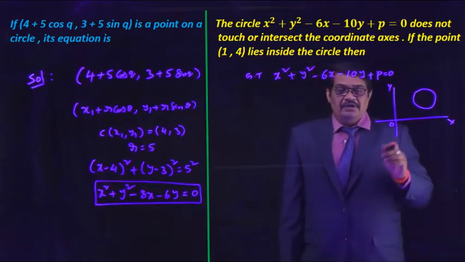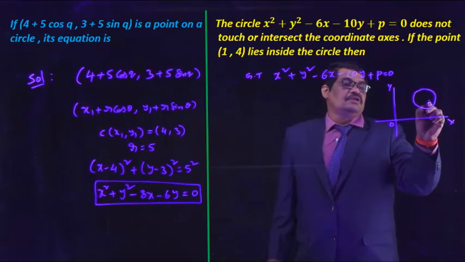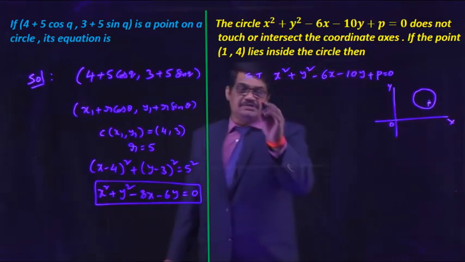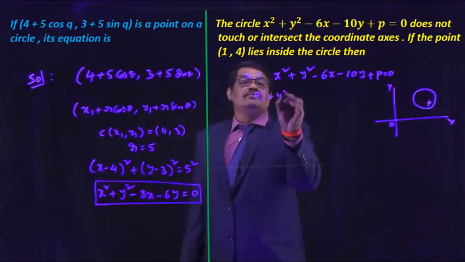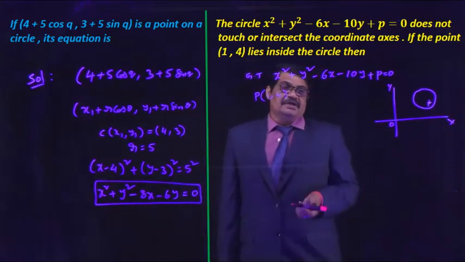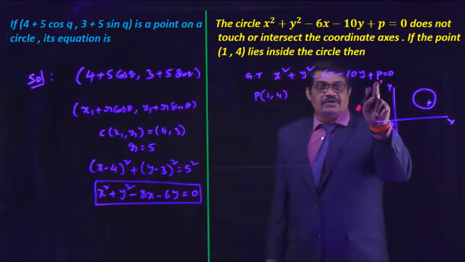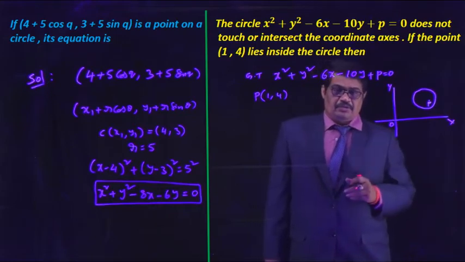And the point 1, 4 is inside the circle. So this is the given point, P taken as 1, 4. This point is inside the circle. These are the conditions. Now I have to find the boundaries of this variable small p. Okay, this is our problem.